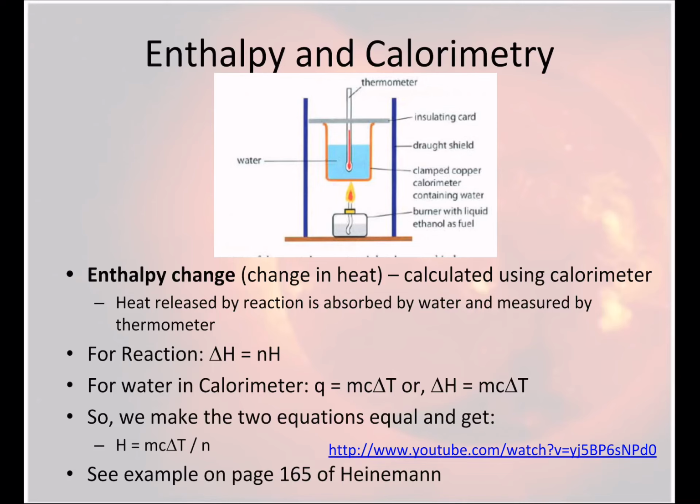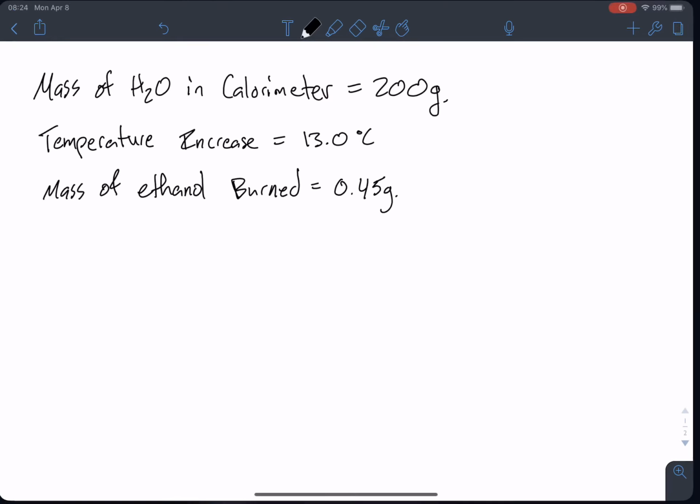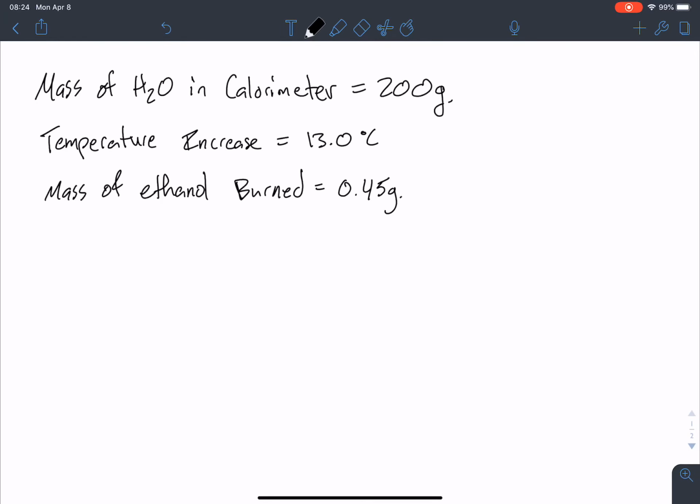Okay, so there's a couple of things that we can do with these, and I'm going to show you an example using some calculations that we've got from a lab. So let's say that the mass of water in a calorimeter that we have is 200 grams. We know that the temperature increase is a 13-degree increase. And the mass of ethanol burned, so this is the enthalpy of reaction that we're looking at, is going to be 0.45 grams.